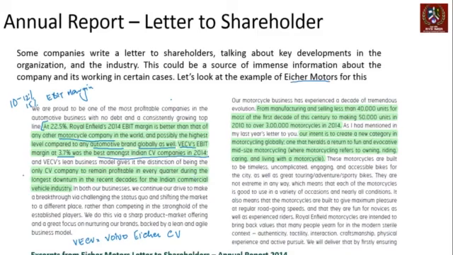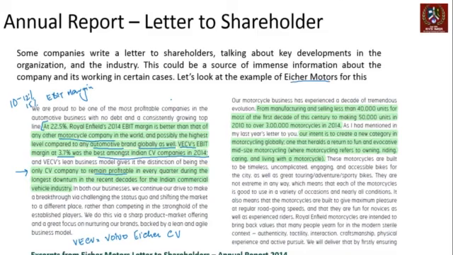It also says that it is the only commercial vehicle company to remain profitable in every quarter during the longest downturn in recent decades in the Indian commercial vehicle industry. So most other commercial vehicle companies have made losses in at least one quarter. These guys have not made any losses in any of the quarters, right? Then let's look at the right side.